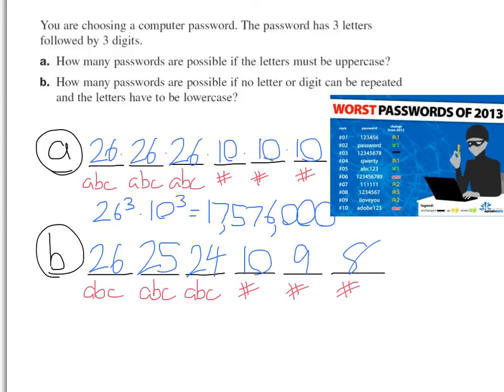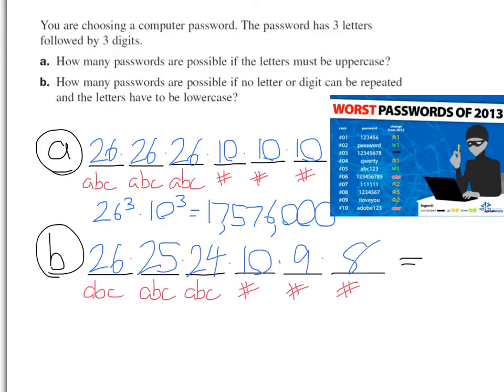So now what I'm multiplying together is 26 times 25 times 24 times 10 times 9 times 8. Those are some very different numbers here. Now again, 26 times 25 times 24 kept going down because we could not repeat a letter. 10 times 9 times 8 kept going down because we could not repeat a digit as well. But we do still, of course, have to use the counting principle. So we have to figure out what is 26 times 25 times 24 times 10 times 9 times 8.